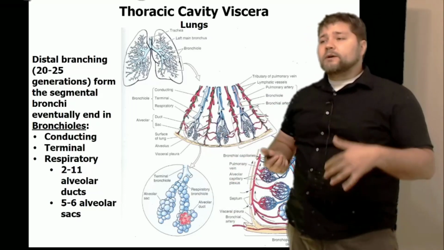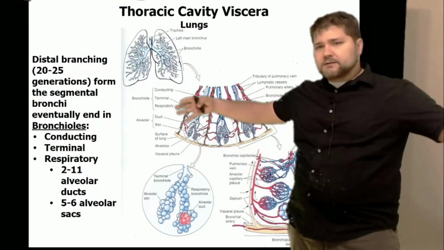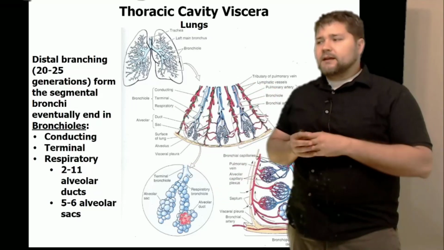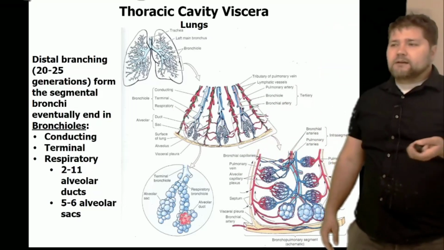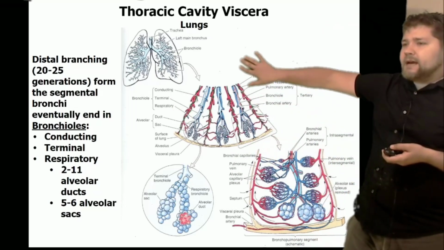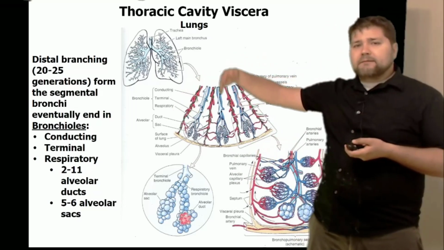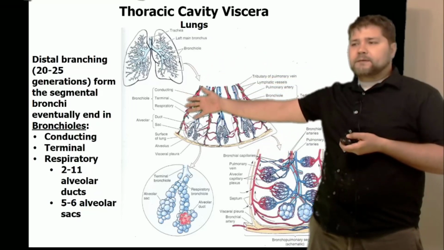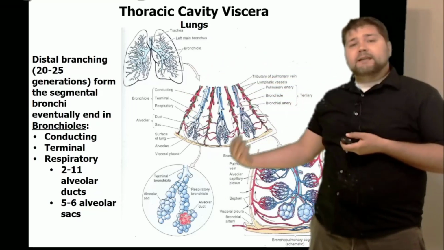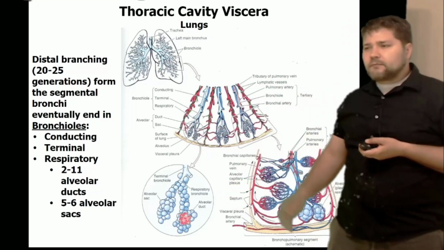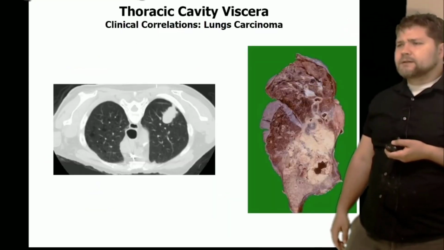The goal here is we want to increase surface area. That's why everything just divides, and you get a huge surface area of all these alveolar sacs. At the most, just be mindful that they exist. Be mindful of the fact that bronchioles are composed of conducting, terminal, and then ultimately respiratory. But I wouldn't actually ever identify those.